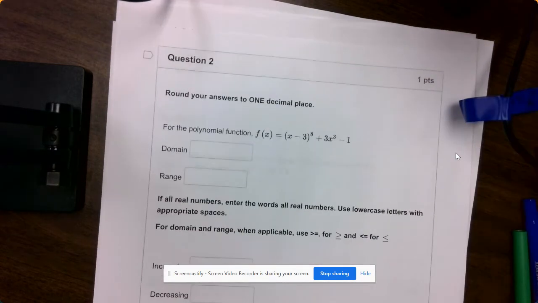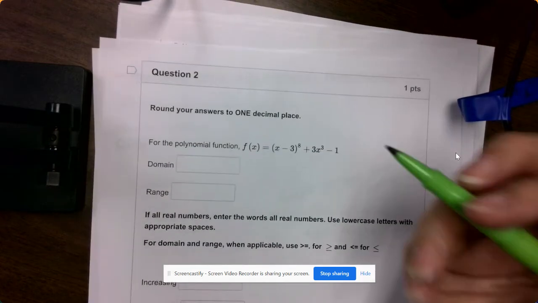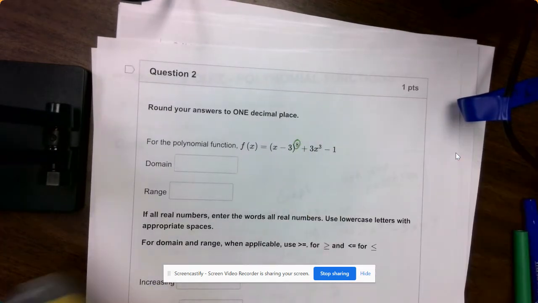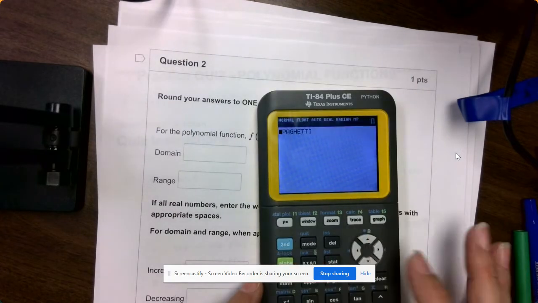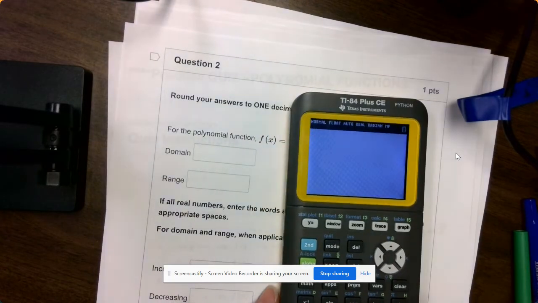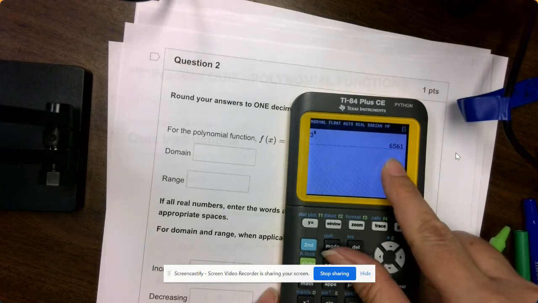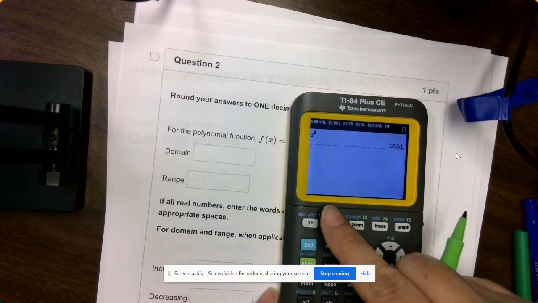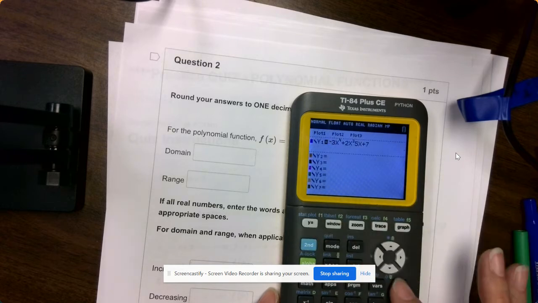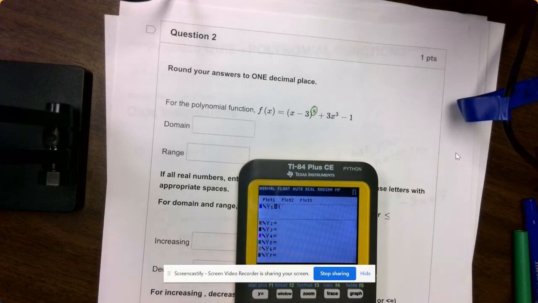Okay, so this one, you definitely can graph it. Everybody, this is to the 8th. If I put 3 raised to the 8th power, okay, that's a really big number. So that means when I'm doing this, everybody, with the window, I'm going to have to make this bigger so I can see it. So I'm going to put in that one, x minus 3 raised to the 8th power, scroll right, plus 3x raised to the 3rd power, everybody scroll right, minus 1. We graph it.